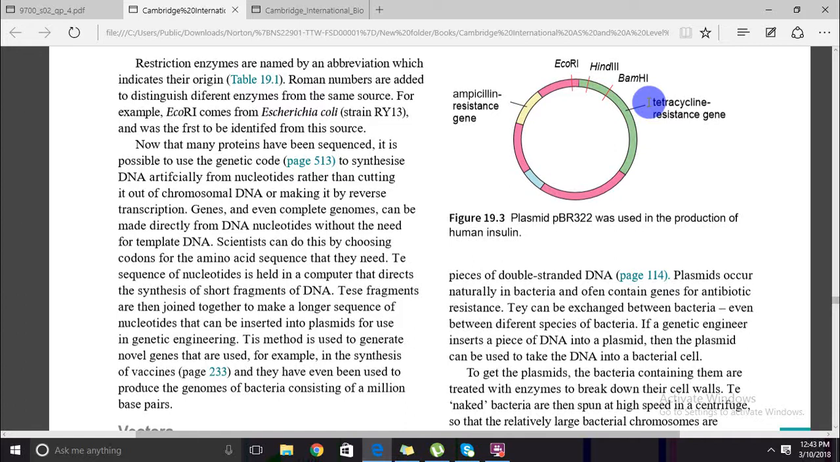And where do they occur? They occur naturally in bacteria and often contain genes for antibiotic resistance. And not just one, they often contain two.